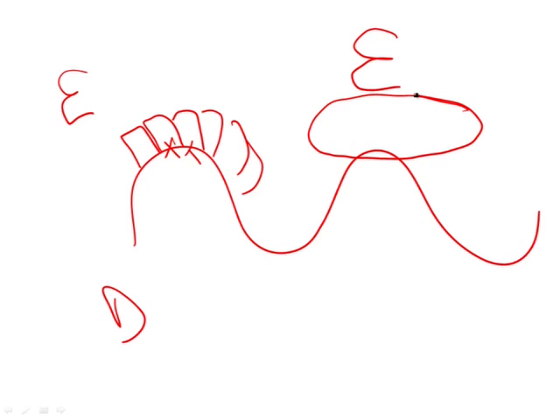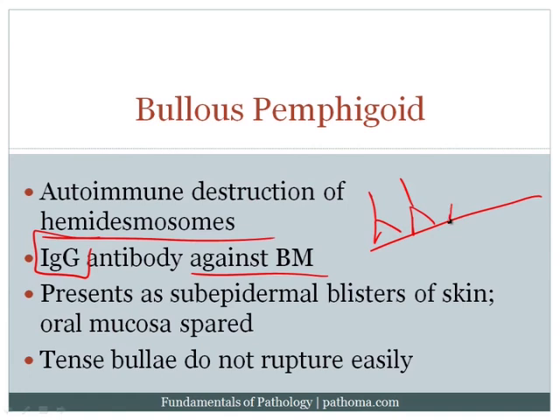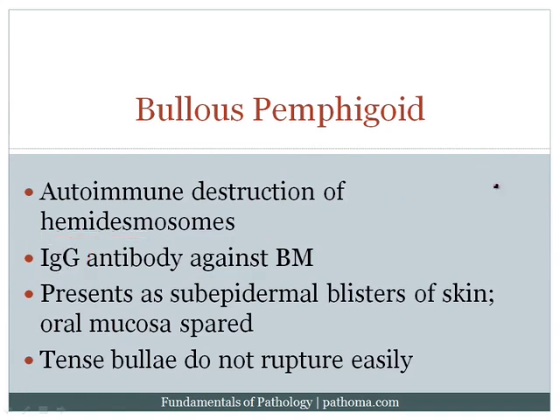Now let's go back and read your text. You get autoimmune destruction of the hemidesmosomes. It's due to an IgG antibody against the basement membrane. Because the IgG antibody is going to line up against the basement membrane, that's going to give you a linear immunofluorescence. It presents as subepidermal blisters of the skin.